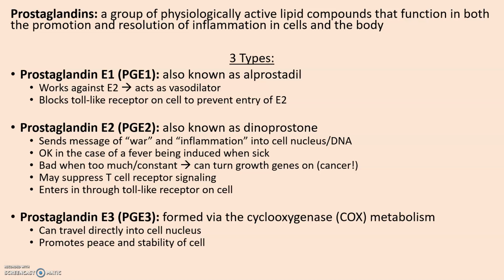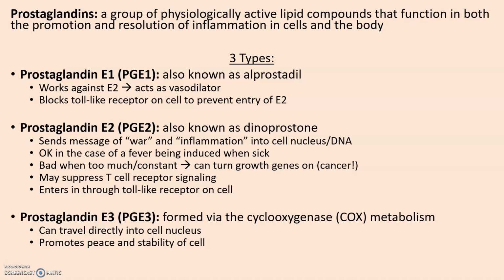First one is our PGE1. This is going to work hand in hand with PGE2 in the sense that they're going to be opposites. So this PGE1 is going to act as our vasodilator and help in the resolution of inflammation. And its job is to block the toll-like receptor on the cell and prevent entry of PGE2.